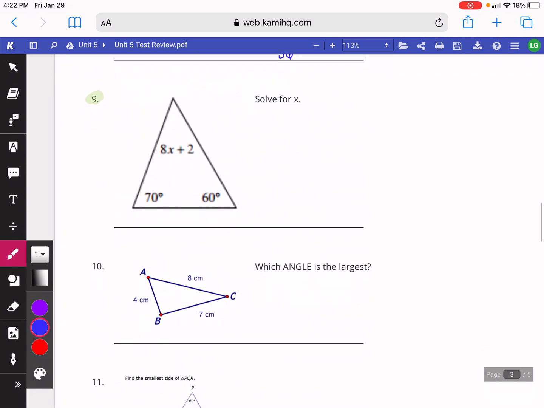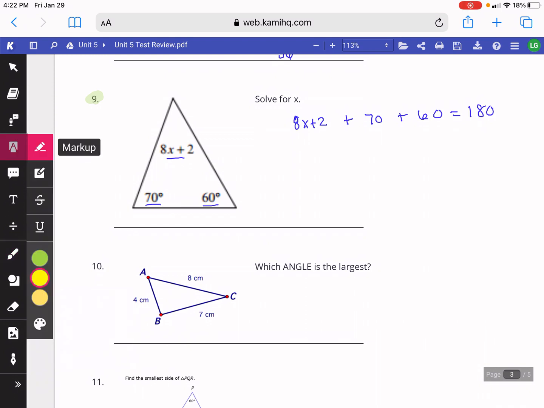This next question is requiring us to do a little bit of algebra. So here they want us to solve for x. We know that the three angles of a triangle add to 180. So I'm going to add all these together and set it equal to 180, and then I can solve for x.